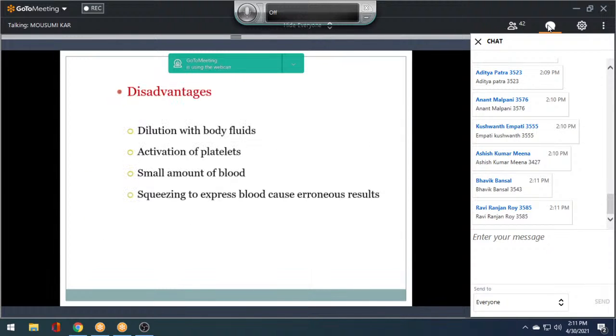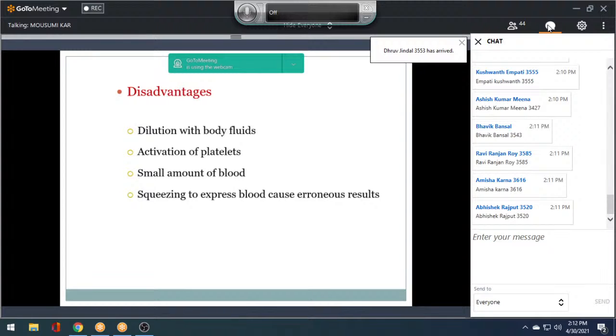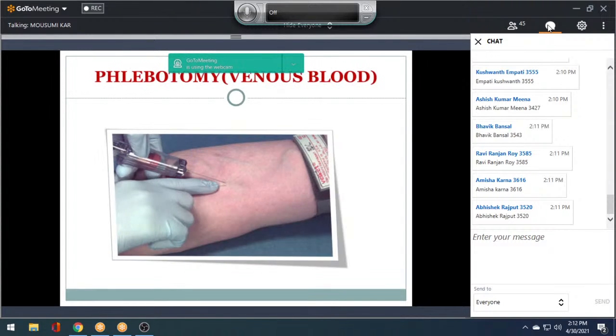The disadvantages, of course, are that some amount of tissue fluid will always be there. Platelets will be greater because we already learned there is platelet adhesion at the site of injury. And we can get very small amounts of blood only. So you can use it only for a few tests like blood grouping or reagent strips or peripheral smear. And squeezing, we tend to squeeze even if we know that theoretically we are only supposed to milk and not squeeze. That will only express blood which is more contaminated and cause erroneous results.